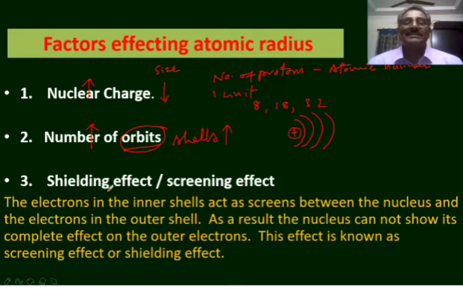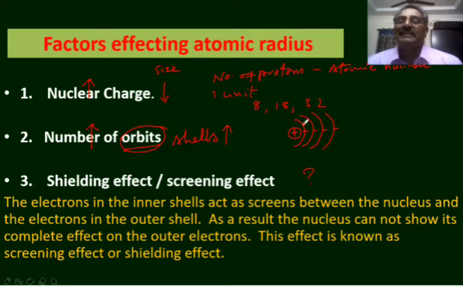And the next one is the shielding effect or screening effect. What is this shielding effect or screening effect? In the case of multi-electron systems or multi-electron atoms which possess a large number of electrons, the electrons present in the inner shells repel the electrons present in the outer shell. The electrons present in the inner shell don't allow the electron present in the outer shell to have the complete effect of nucleus on it.